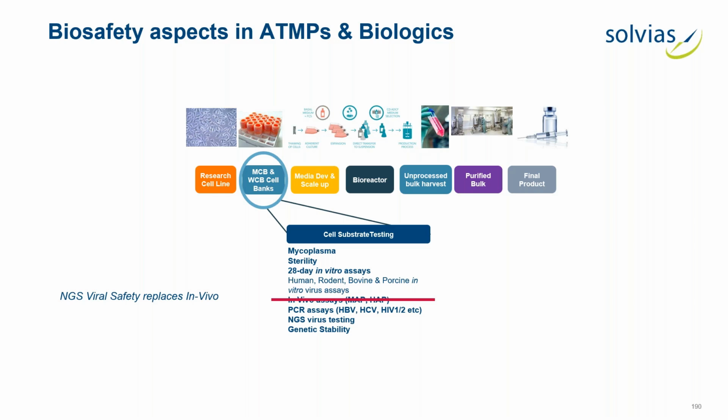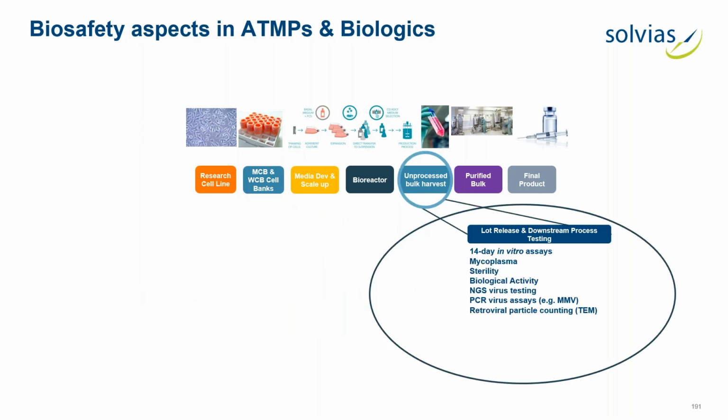ICH Q5A addresses that, okay? Not only from the point of view of refine, reduction and replace of the use of animals, but also because the next generation safety, viral safety, has developed to the point where it offers you a very comprehensive range and sensitivity in detection. So that offers you a chance to remove a troublesome part of the CMC package for cell line testing and replace it with a very tractable technology that takes a lot less time. And of course, you've also got the PCR assays as well there that we mentioned.